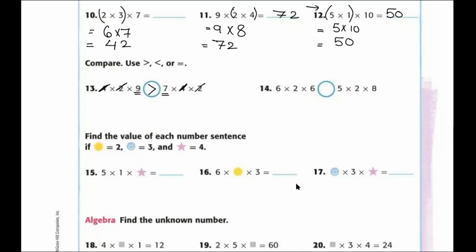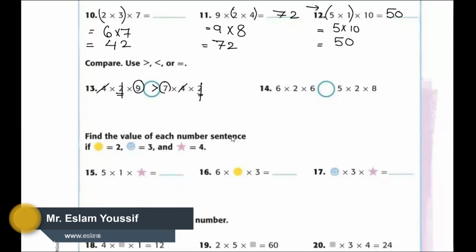Any problem for this one? If you have a problem for this one, please raise your hand. Again, I'm solving this one again. You have 4 and 4, 2 and 2. So the remaining is 7 and 9. 9 is greater than 7. That's all.